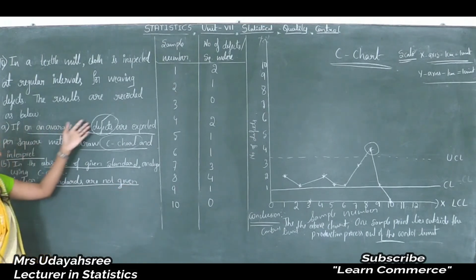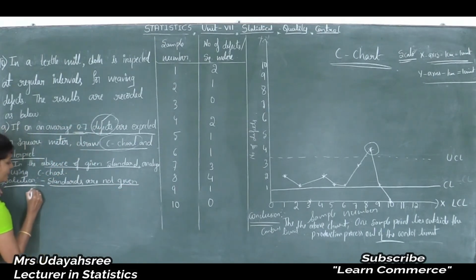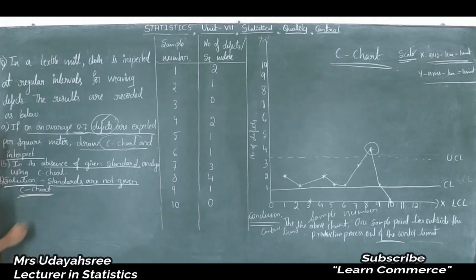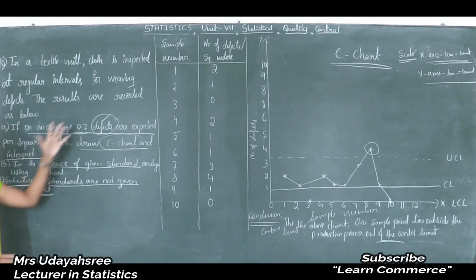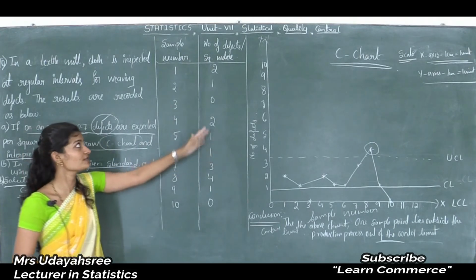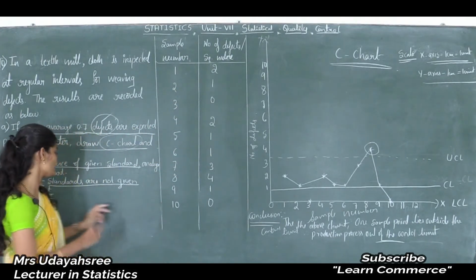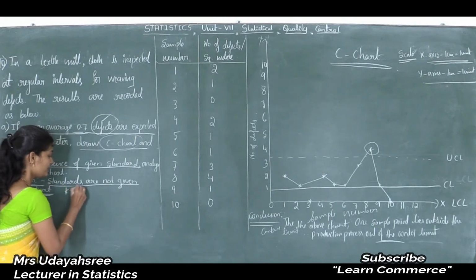And this is C chart only. Here, in the absence of given standards, in the sense that standards are not given, we analyze using C chart. See, here some observations are given. So, this is sample number. Sample number is 10, in the sense that here K is equal to 10.